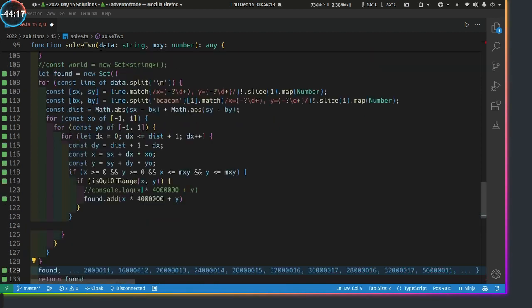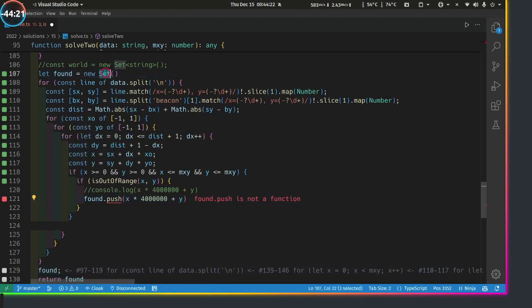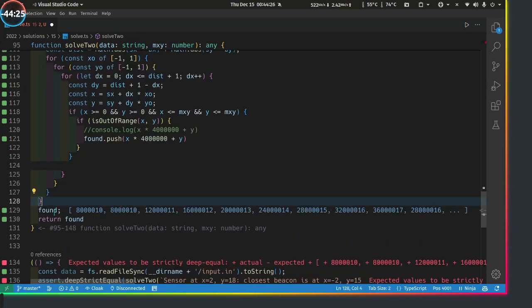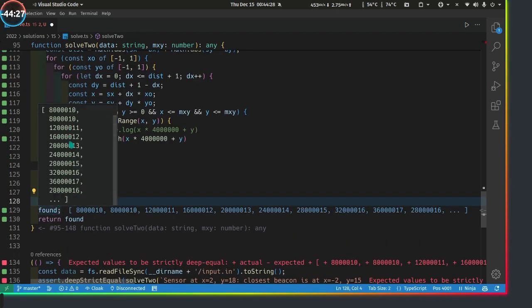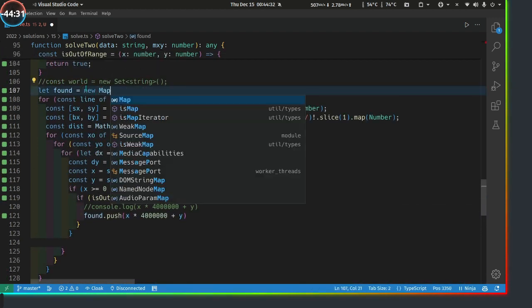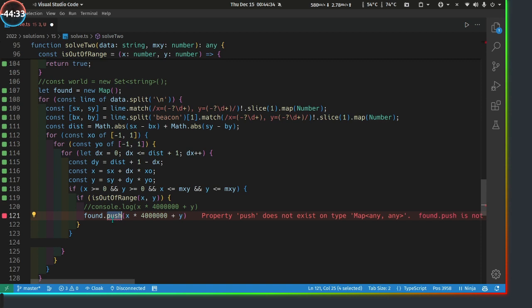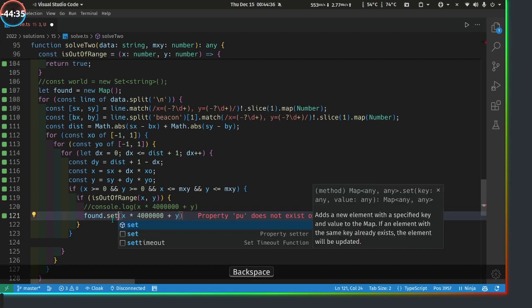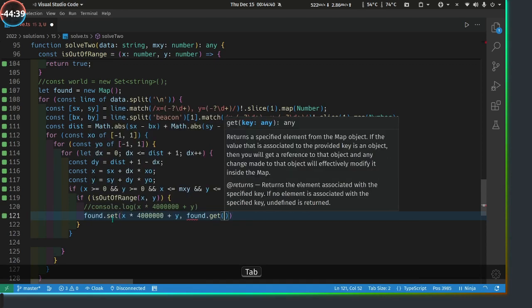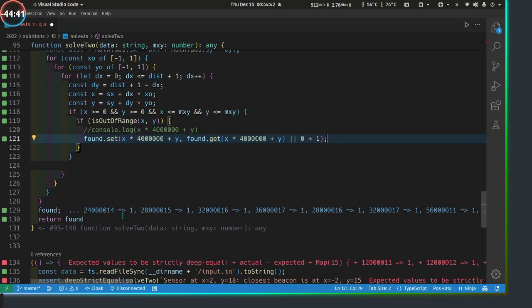Maybe there are duplicates, so I don't use a set. Make a push. And then if there are duplicates, I only use the one I find. Oh, duplicates. Okay, great. Counts. New map. Then I get the one with the one value, right? So put or set found dot get, do math, or 0 plus 1.